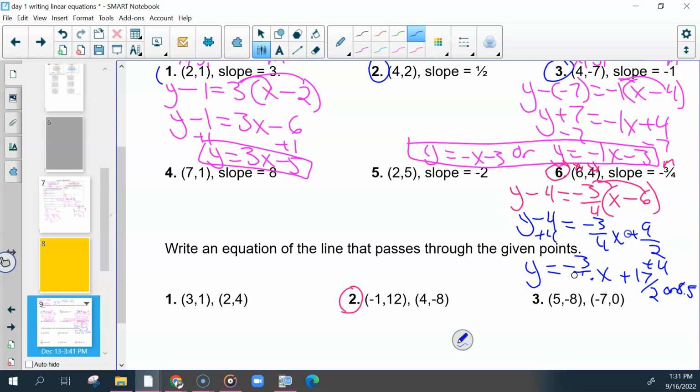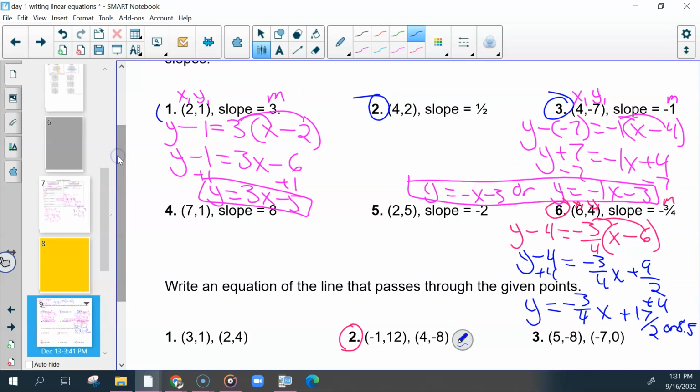This is 8.5. Right. Questions on that one, or on 2, 4, 5, or 7 through 12 on the very last one? Number 2. Okay. For number 2, and then we do 1 on that very last page. Same process. Y minus our y1, which is 2. Our slope is 1 half. And then x minus 4.